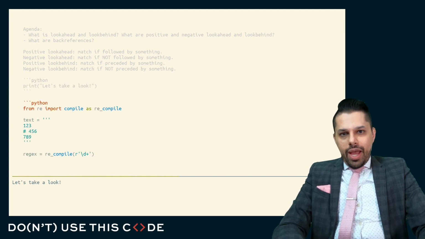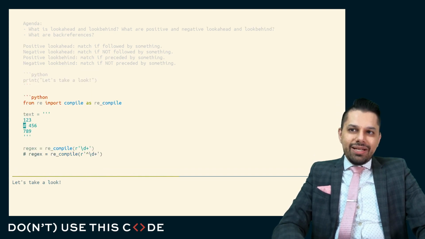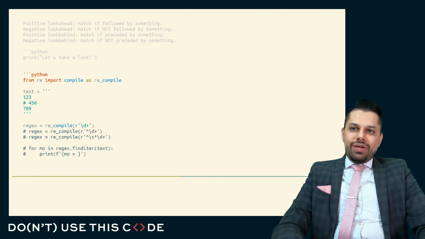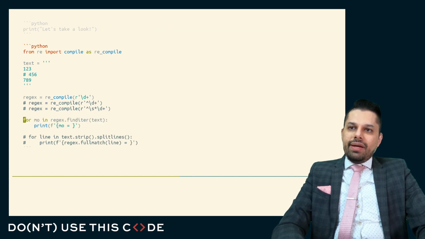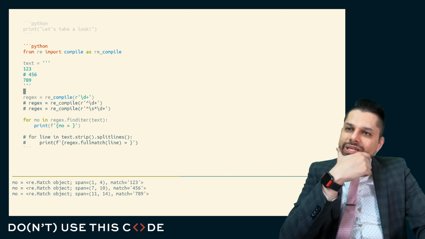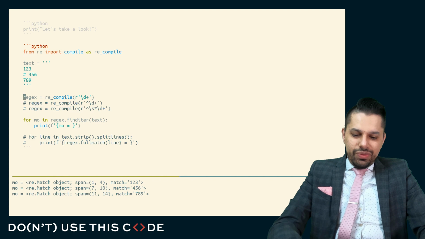Let's say we have some file and it has some data, and some of these data items are commented out. How do we make sure that we only match the ones that are not commented out? Here you can see if I do a find iter for each sequence of digits, it'll find the 1, 2, 3, 4, 5, 6, 7, 8, 9. Well, I didn't quite do what I wanted to do.